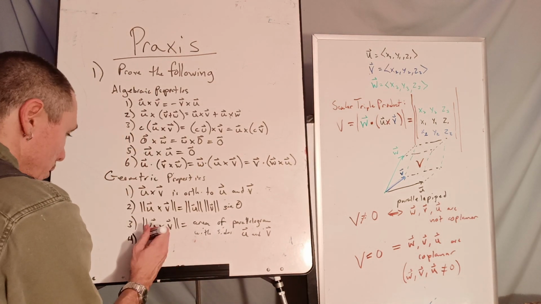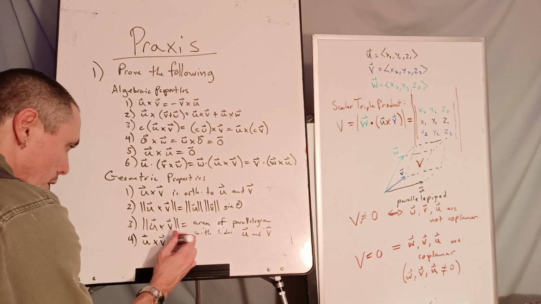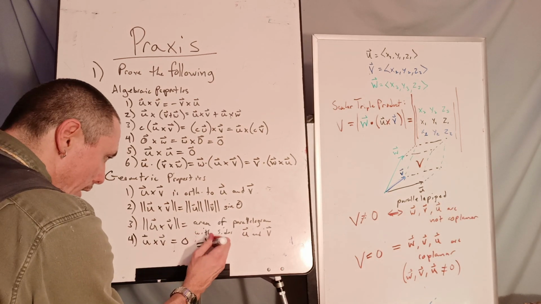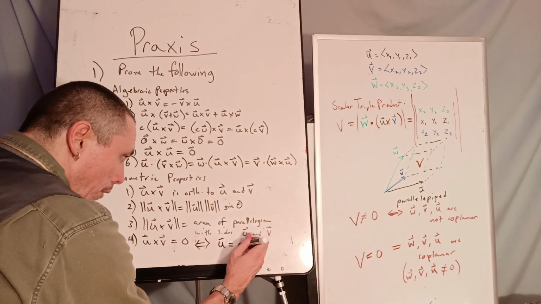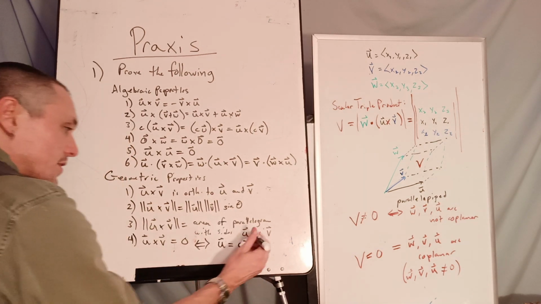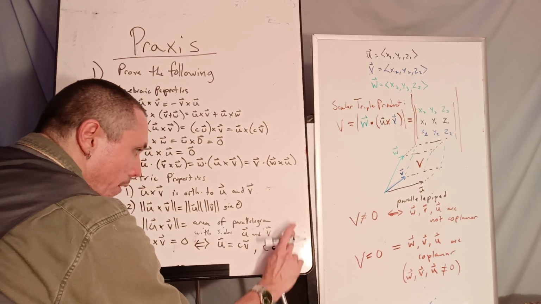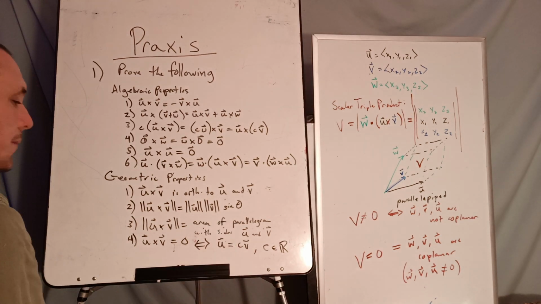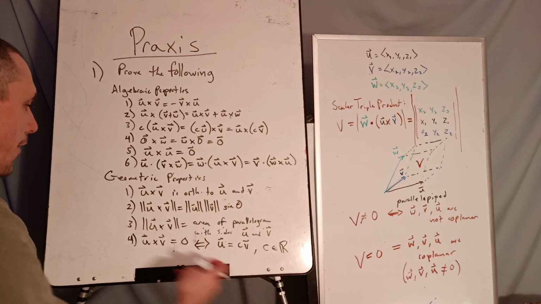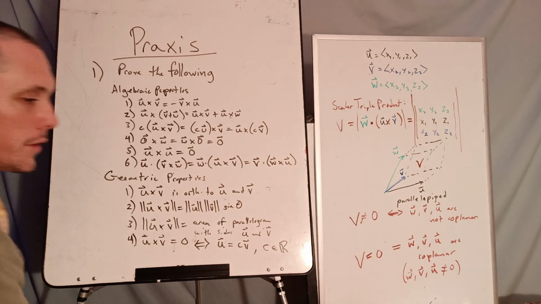that U cross V is equal to 0 if and only if U is a scalar multiple of V. That means they lie on the same line. So C, some real number. Can I scale V to get U? Do they lie in the same one-dimensional subspace? If so, yeah, then their cross product is going to be 0, right? Again, think about the angle between them.